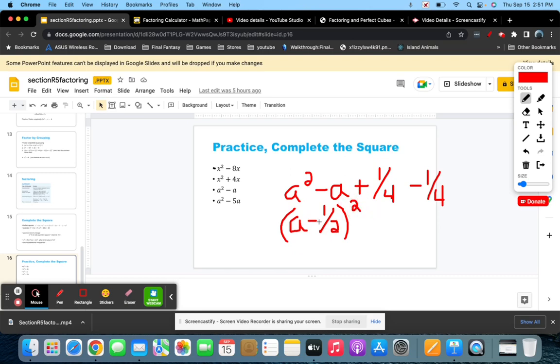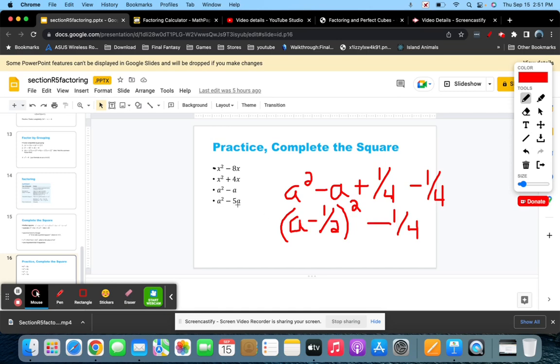Because when you re-multiply it out, you'll have two negative 1/2 a's, which will add together to give you a negative 1a. And so when you multiply negative 1/2 times negative 1/2, it'll be positive 1/4. So that's completing the square.